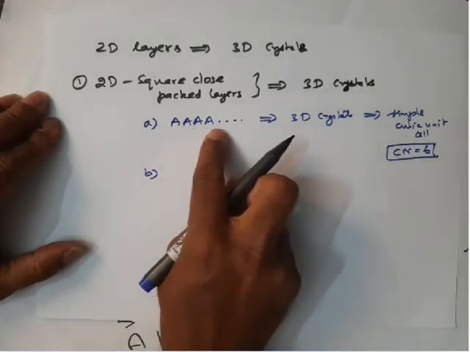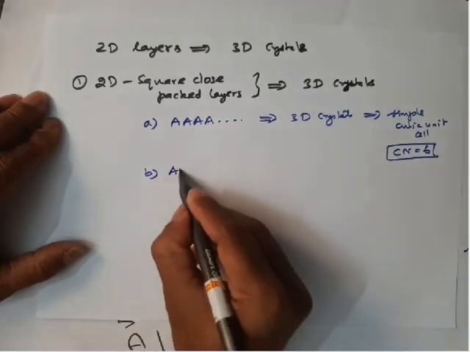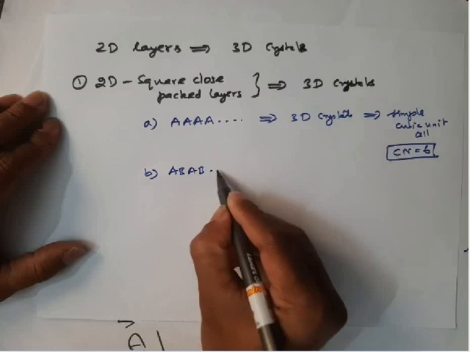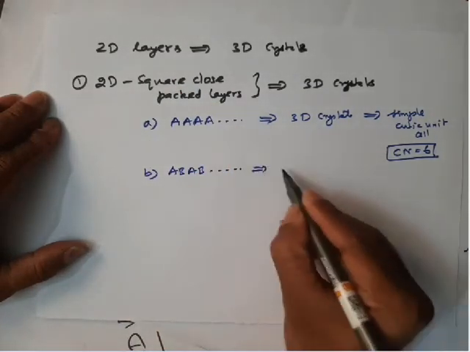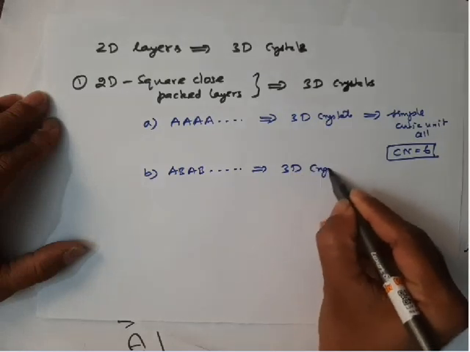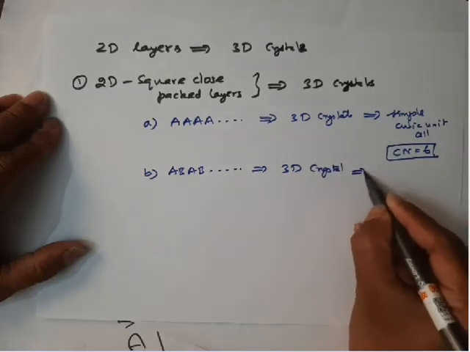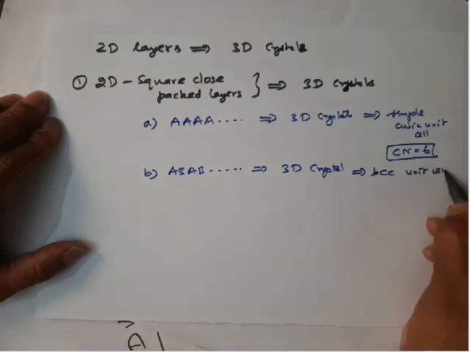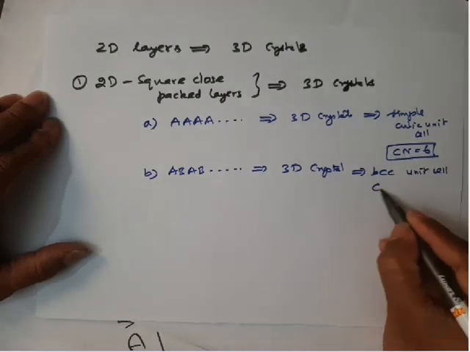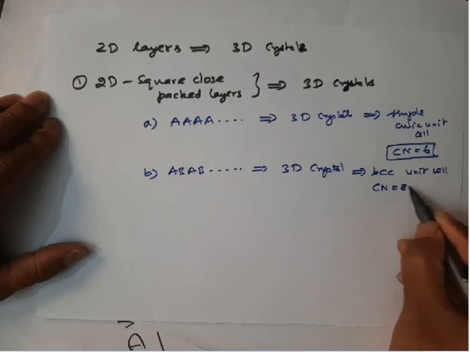Instead of AA type arrangement, if you arrange the layers as AB, AB, AB, you will get a 3D crystal which consists of body-centered cubic unit cell, and in this case, coordination number is 8.